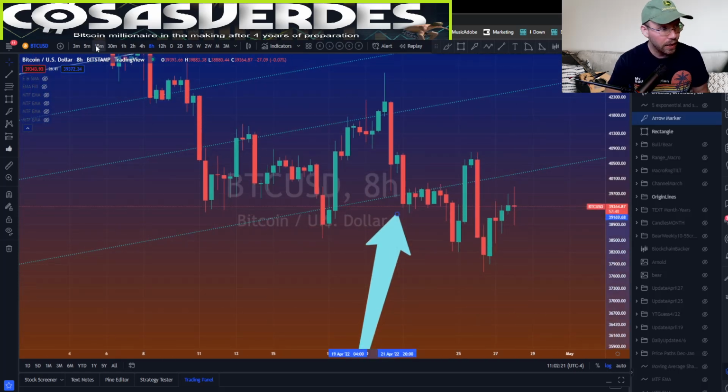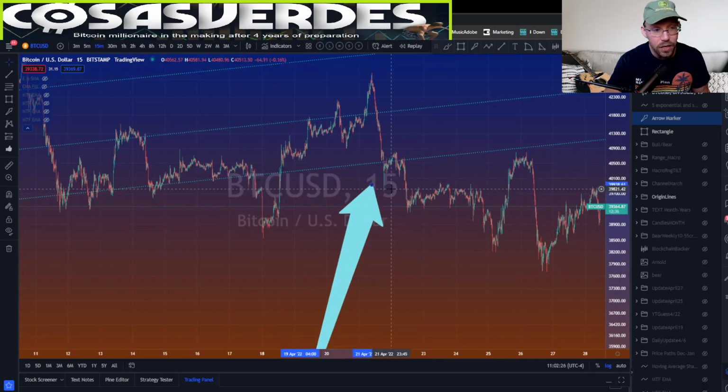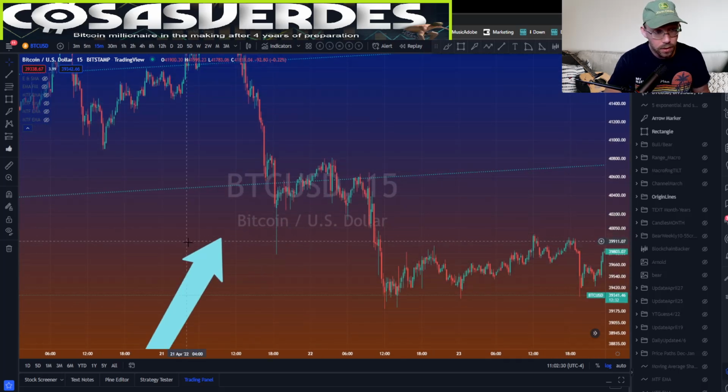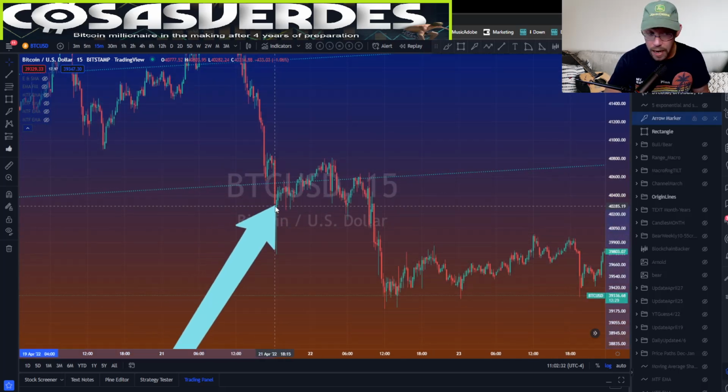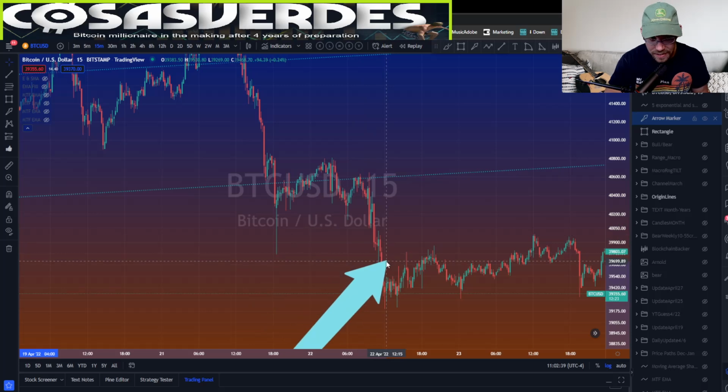And let's go down to like the 15-minute chart actually. It didn't use it as support. Look. It came below it, then failed it, then got rejected and tanked.